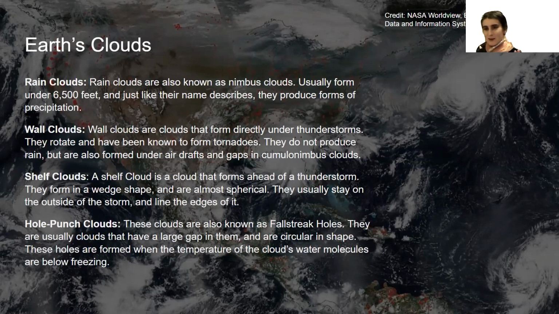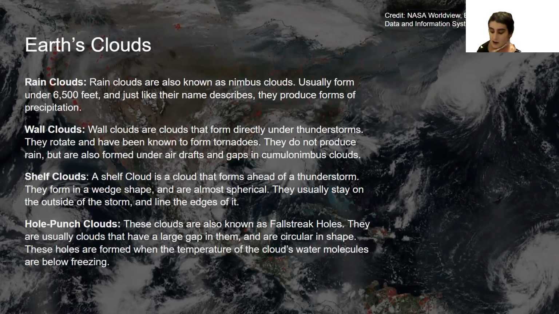But I also think it might be fun to talk about these 3 types of clouds, because Jupiter and the planets in the solar system are very much filled with thunderstorms and very high velocity storms. So rain clouds are also known as nimbus clouds. They usually form under 6,500 feet. And just like their name describes, they produce some forms of precipitation. Then we have wall clouds. Wall clouds form directly under thunderstorms. They rotate and have been known to form tornadoes.